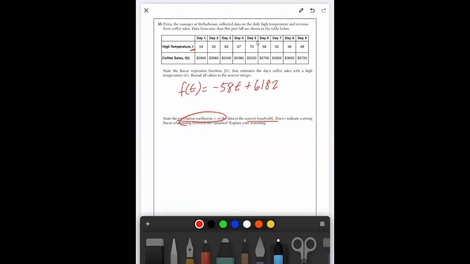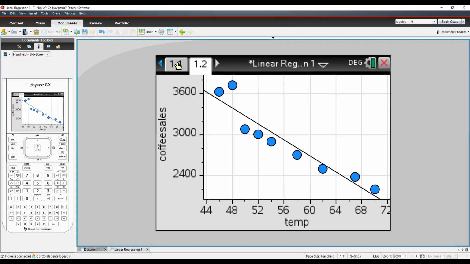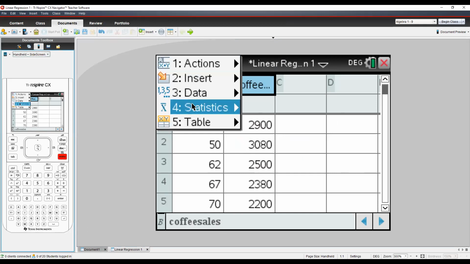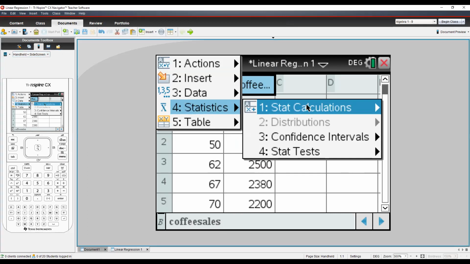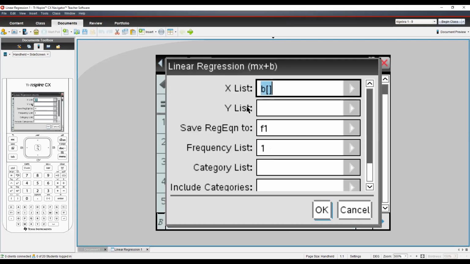Now we need to find the correlation coefficient. Now, I'm going to show you something. We've got to use the calculator in order to do this. In order to come up with a correlation coefficient, there's only one way to do that. You have to go from the spreadsheet. So you're going to do menu. This correlation coefficient is a statistic. So you're going to go to statistics, stat calculations, and then you're going to go to this linear regression.